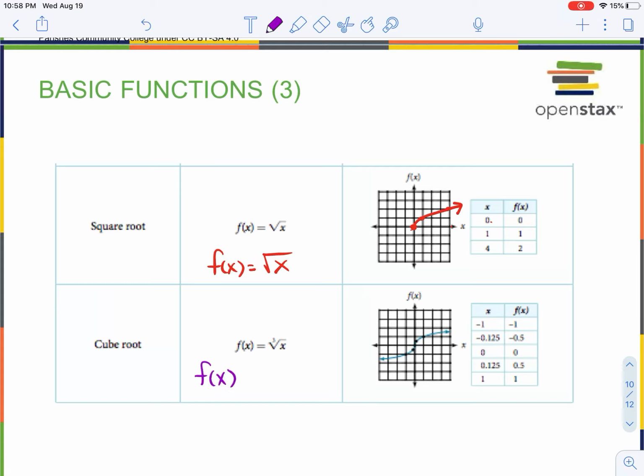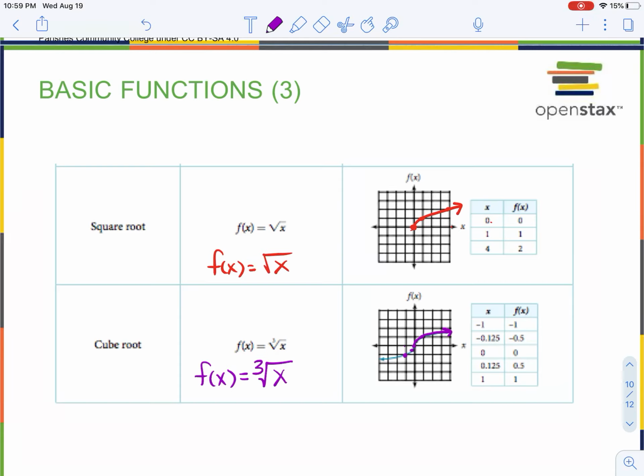Okay, so the cube root function looks like this, in case you can't see that font there. You can take the cube root of a negative number and a positive number. So the cube root of -1 is -1, so that's why you have the point -1, -1. They did the cube root of -1/8 or -0.125, and you get -1/2. So -1/8, -1/2. 0, 0. And then 0.125 is 0.5. And then the cube root of 1 is 1.